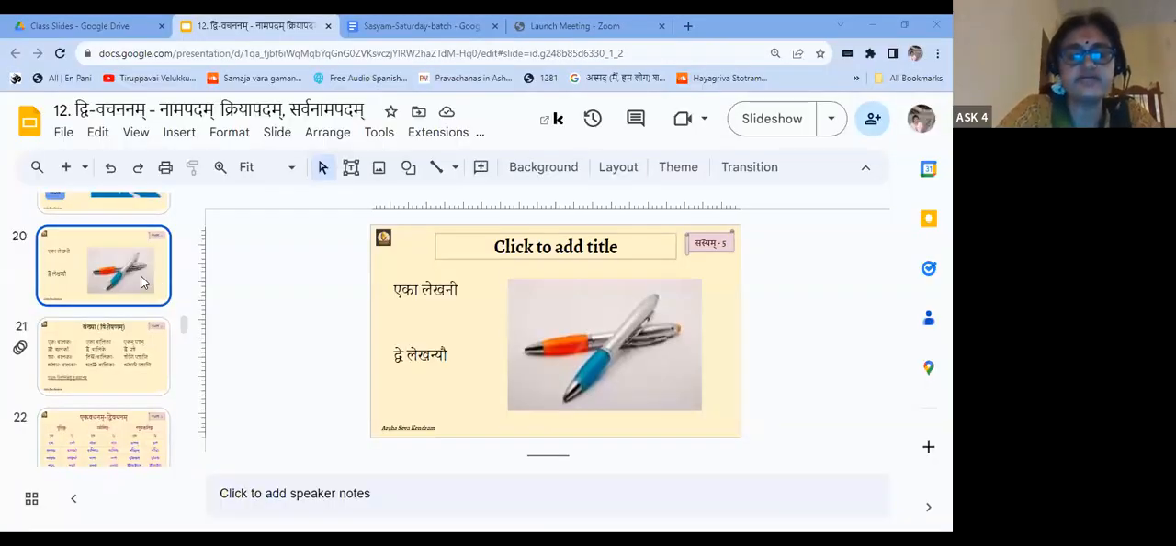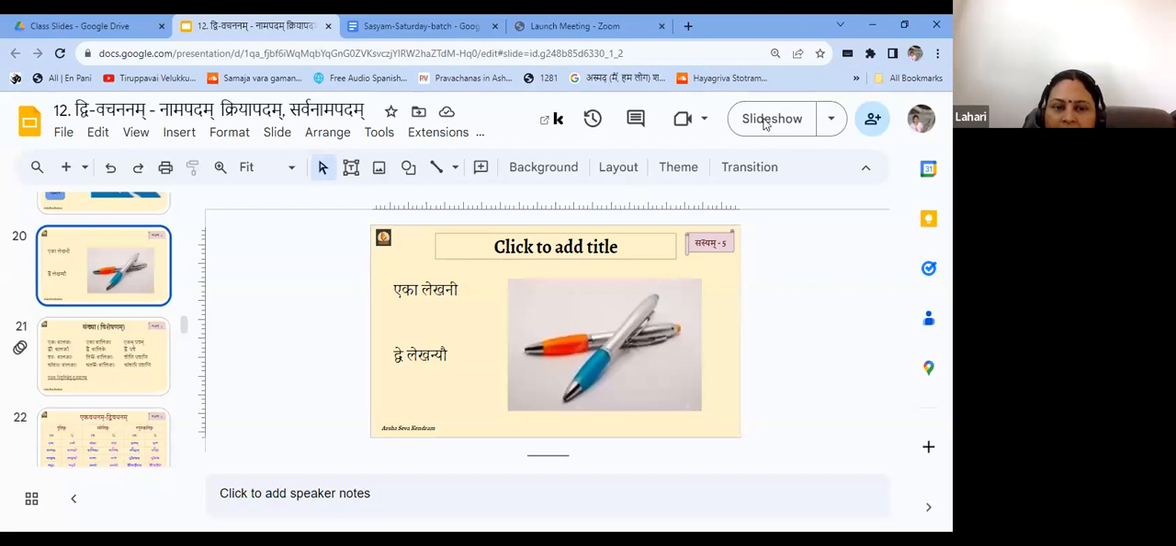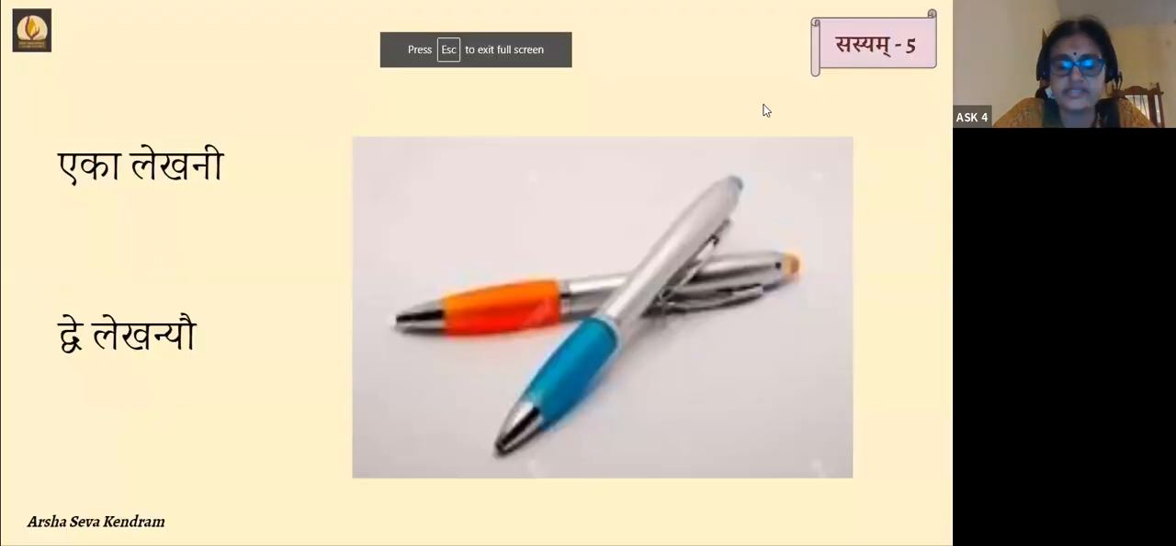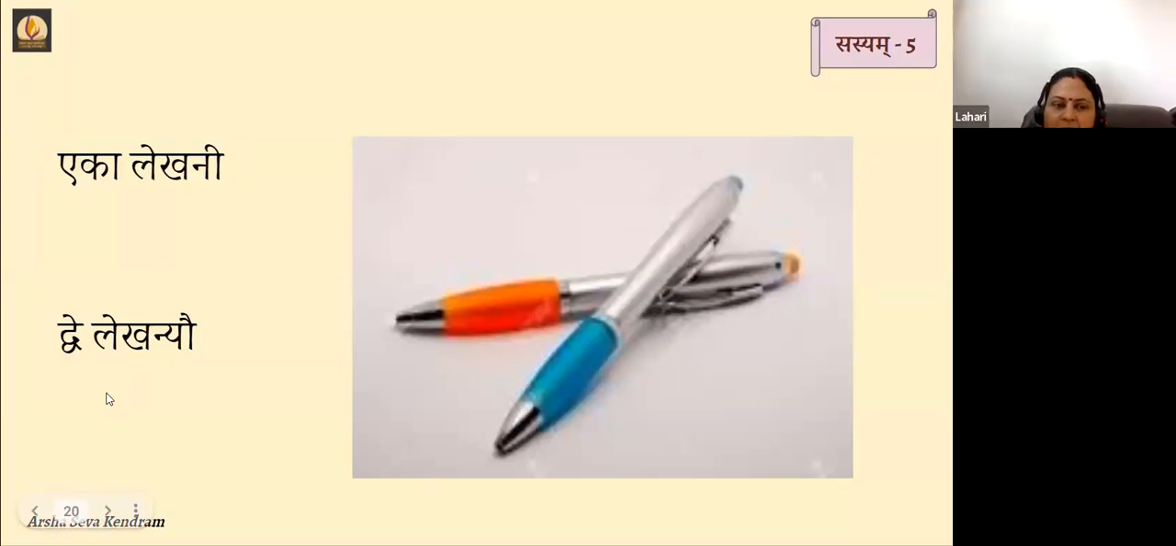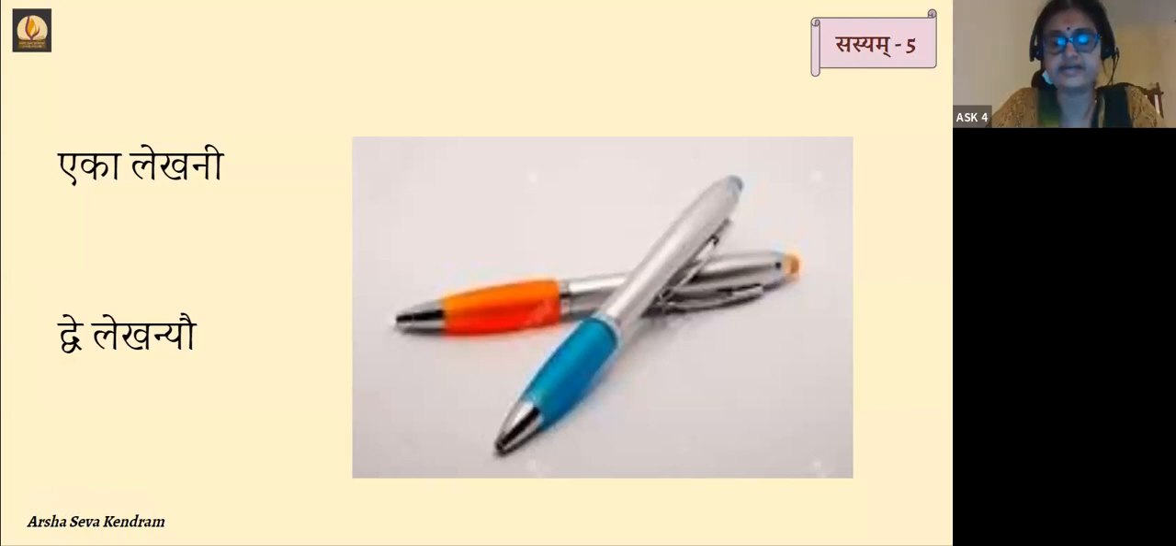Nasti kila. Astu. So we'll just quickly read these PPTs. Lalita Mahodaya. Eka lekhani, dve lekhanyau. You understand why it is lekhanyau? Because it is ikaranta strilinga shabda. Now what will be for 3 pens? Tisrah lekhanyah.